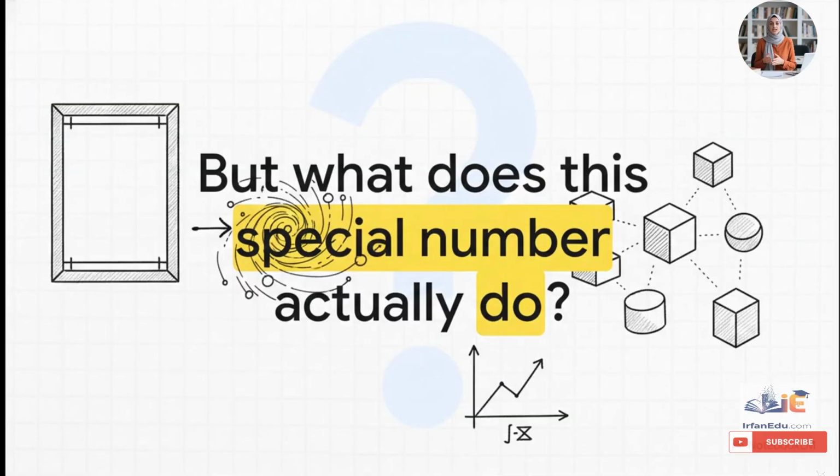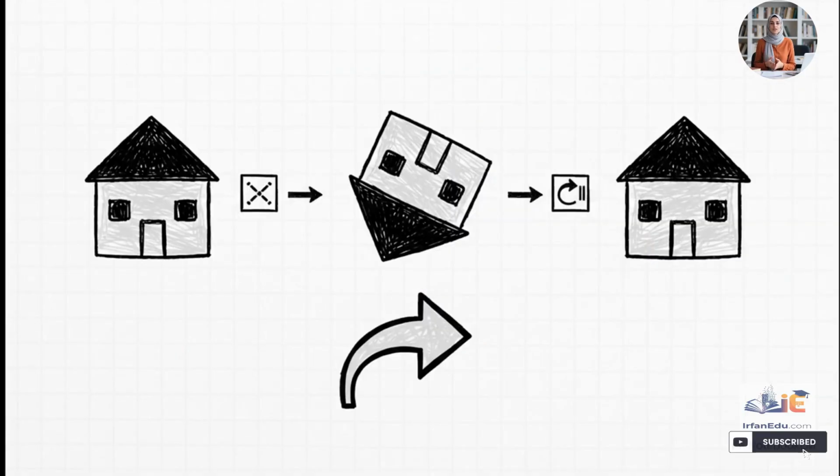Okay, fine. It's a special number. But so what? What does this one number actually tell us that's so important? Why do we care about it? Well, its main job is to tell us if the matrix has an inverse. And you can think of the inverse as a literal undo button. So if a matrix performs an action, like rotating a character in a game, its inverse is the matrix that rotates it right back to where it started. It's the ultimate CTRL plus Z.